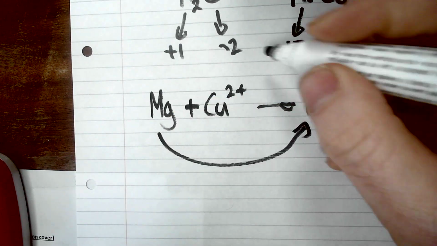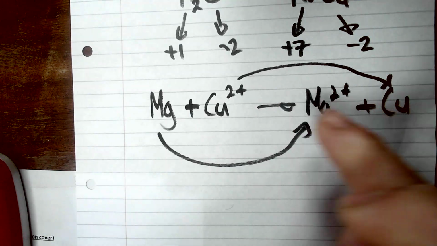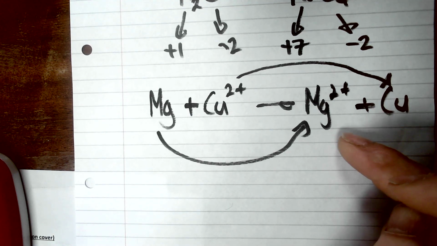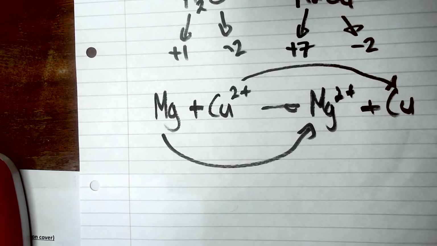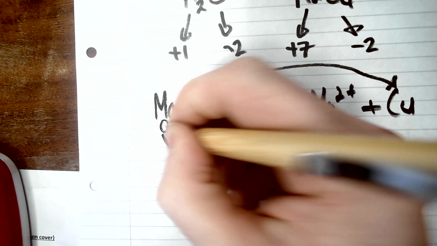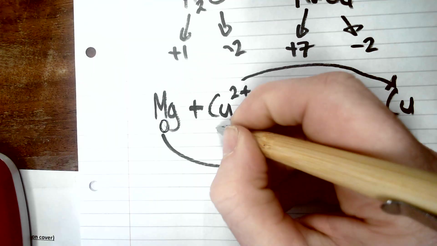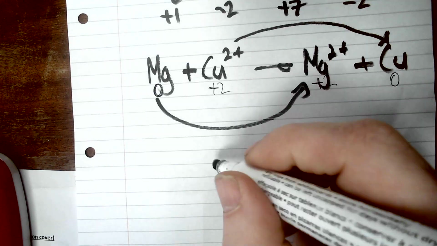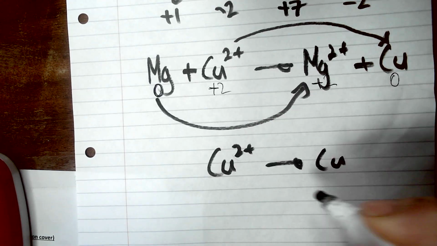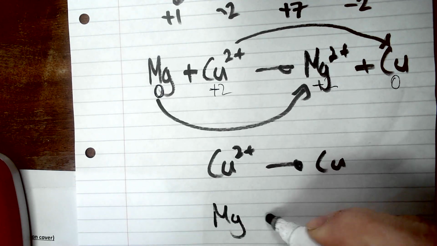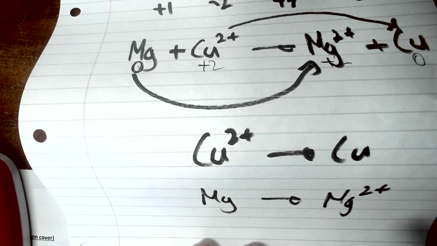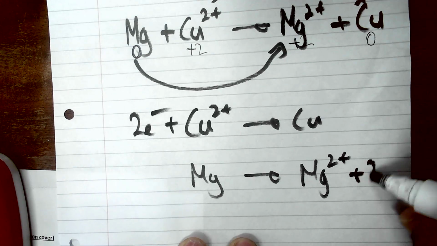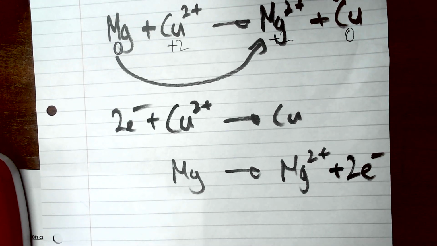What a half equation does is it tells the story of each of these elements in terms of its loss or gain of electrons. In the overall equation, I know the magnesium goes from 0 to +2, and the copper goes from +2 to 0. So the half equations would be copper 2+ turning into copper, and Mg turning into Mg2+. The purpose of this video is to learn how to balance these. This one's pretty straightforward, by the way. The danger is they're not always this straightforward.